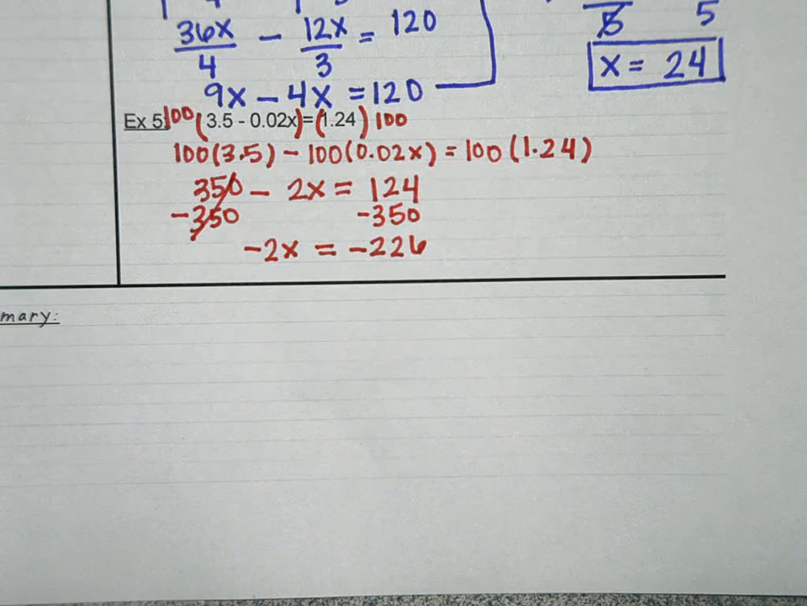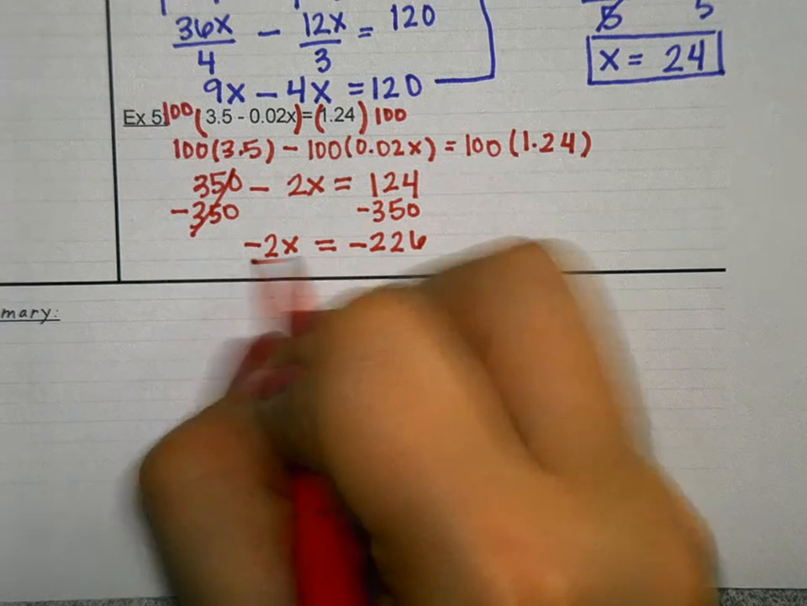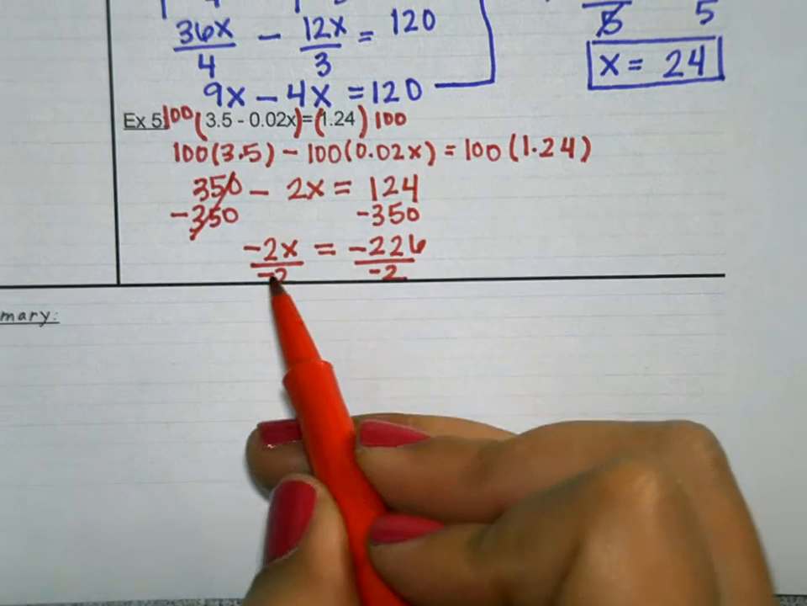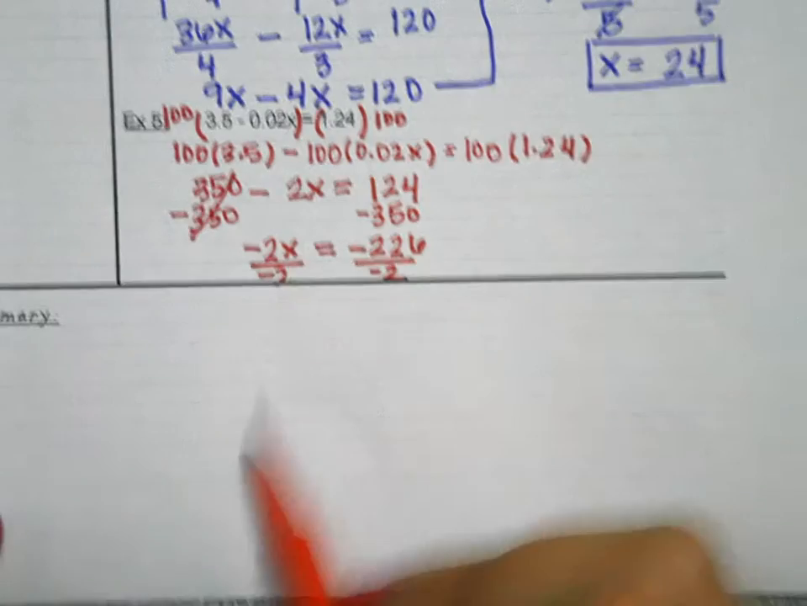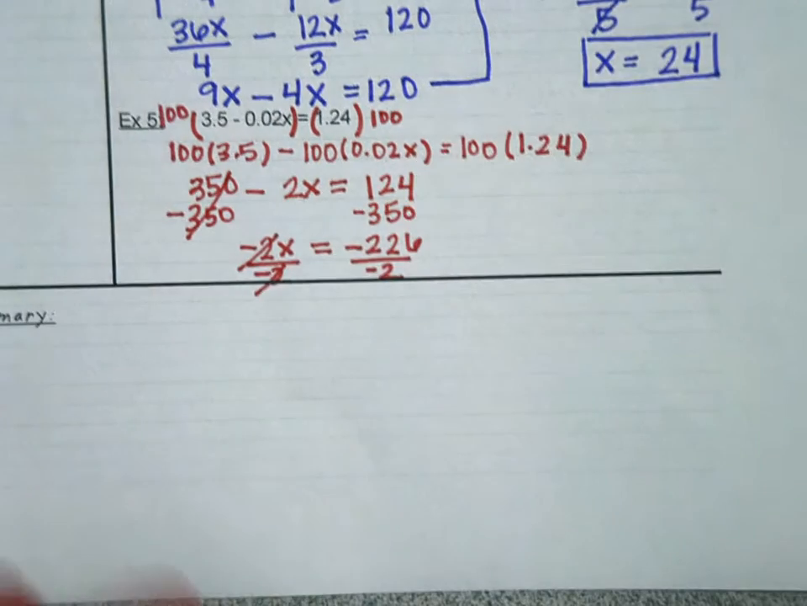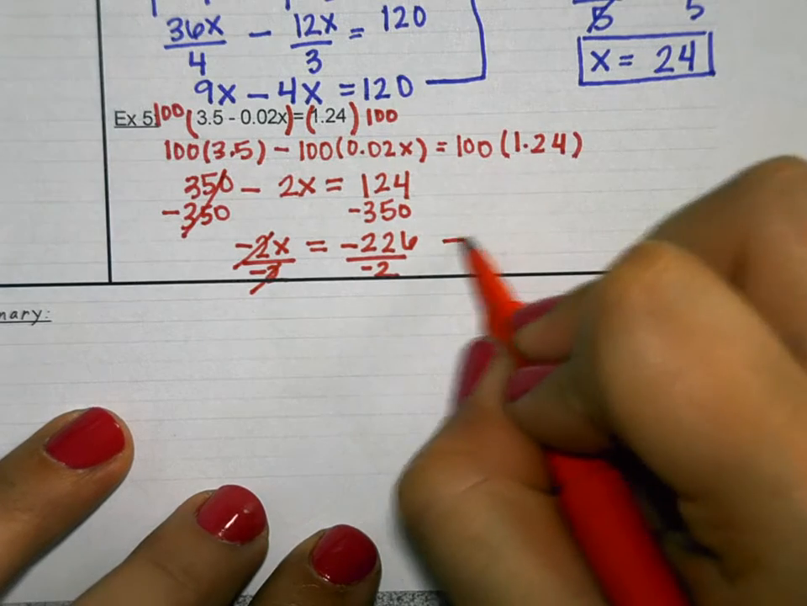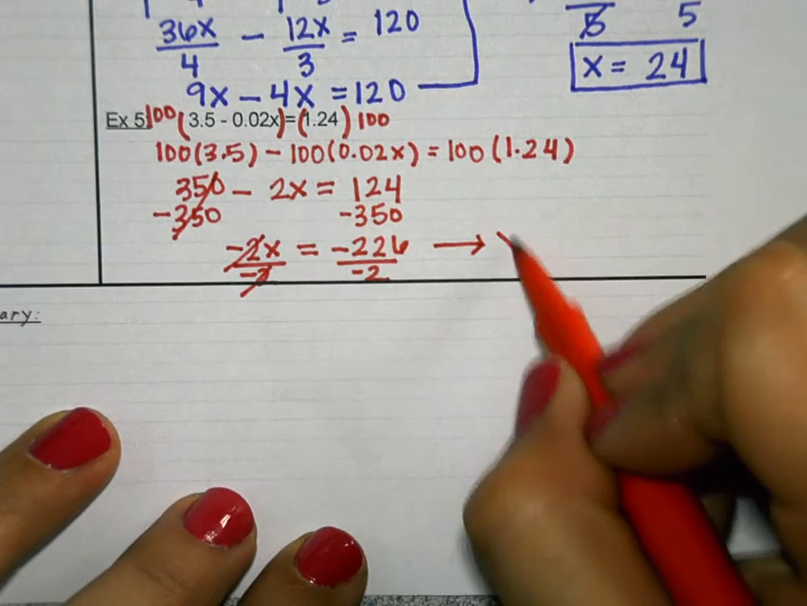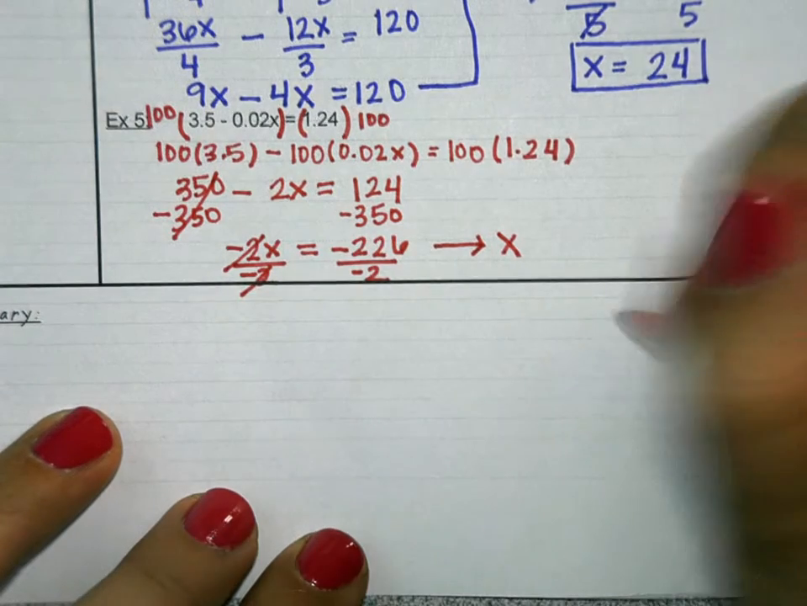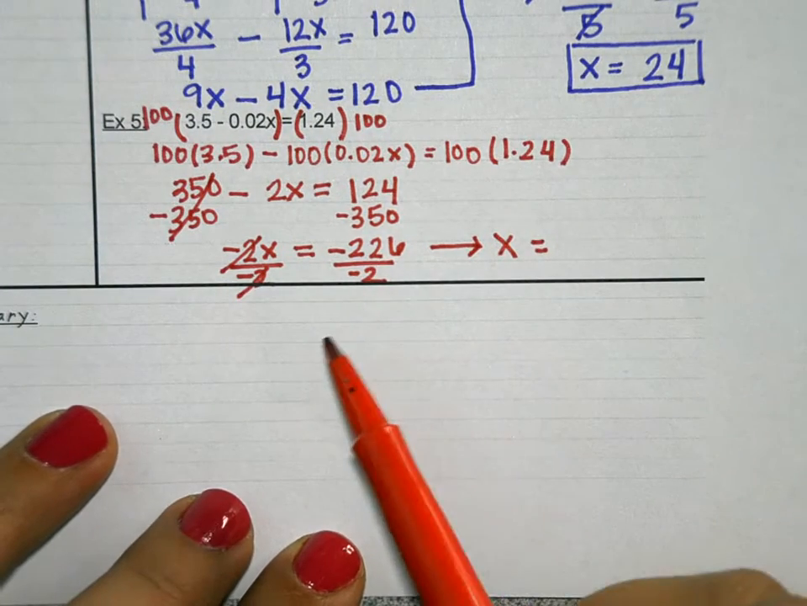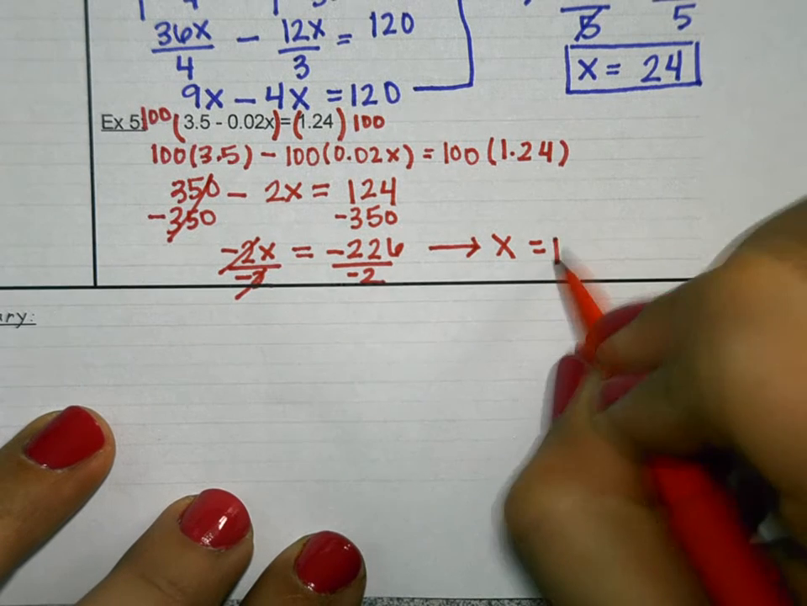And then the very last thing I need to do is divide both sides by negative 2, because this is a negative 2 times x. Negative 2 divided by negative 2 cancels or reduces. And I have just an x on the left equals. A negative divided by a negative gives me a positive 113.